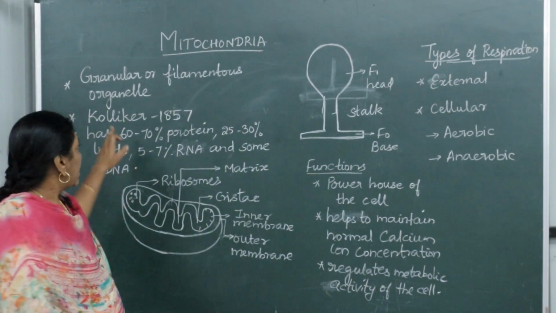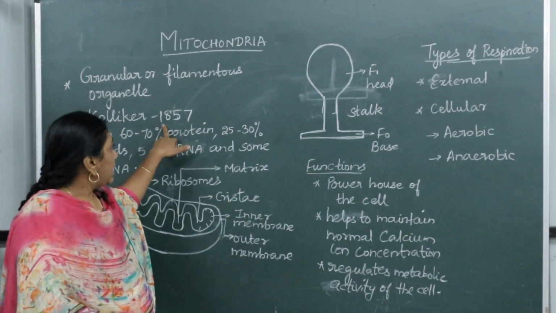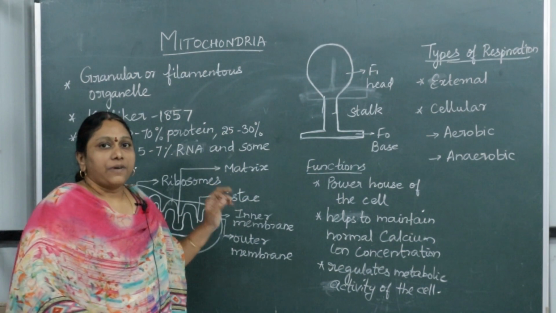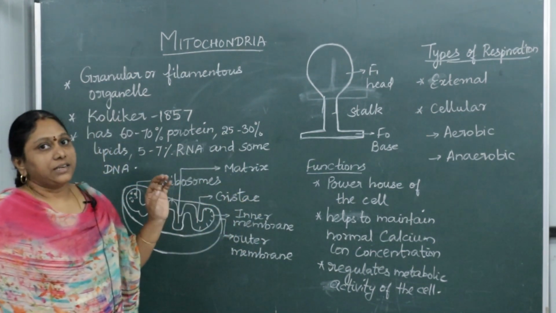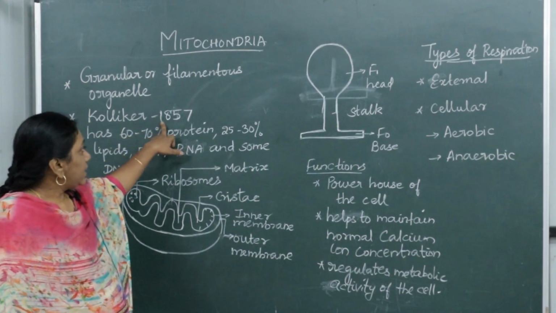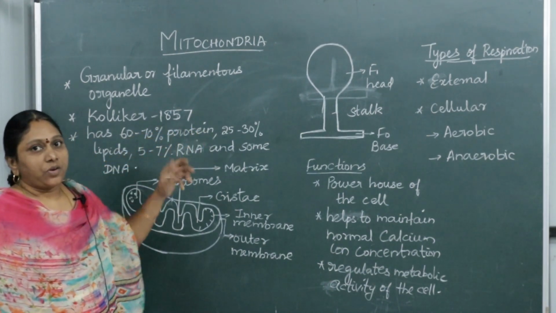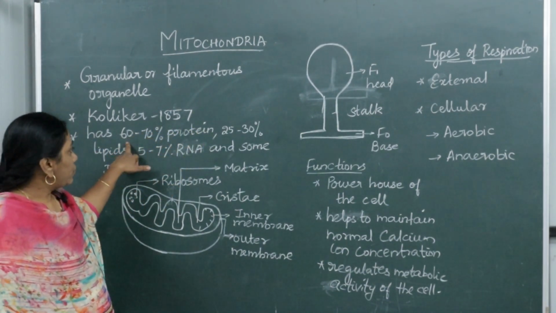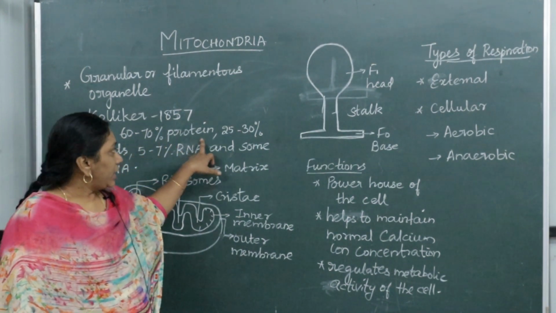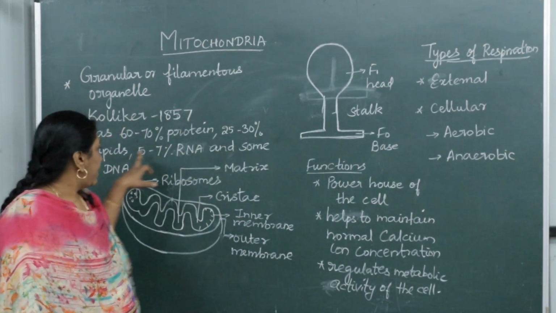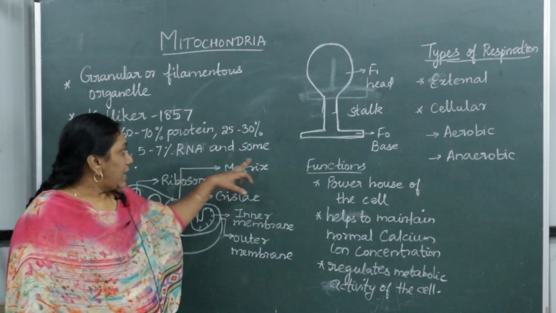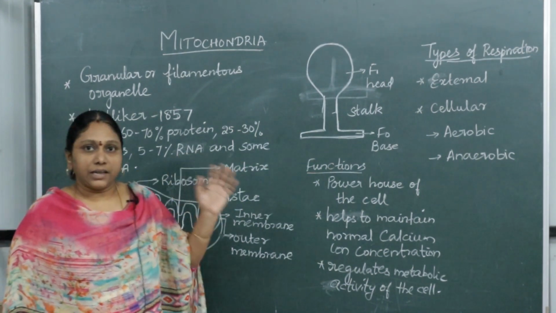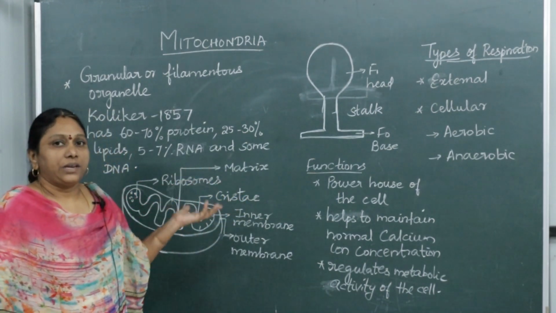Okay, who discovered this first? Kolliker, in the year 1857. So he found this organelle in the cytoplasm of a striated muscle. What does mitochondria contain? It has almost 60 to 70% of protein, 25 to 35% of lipids, 5 to 7% of RNA and some DNA. Mitochondria has its own separate DNA, as nuclear material.